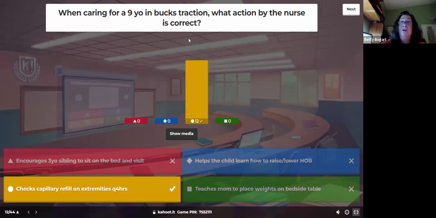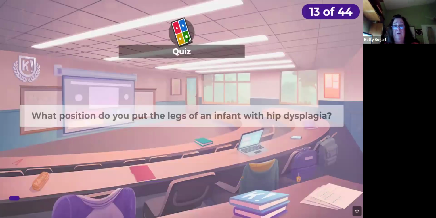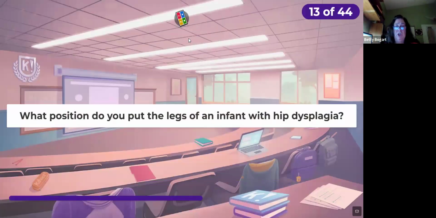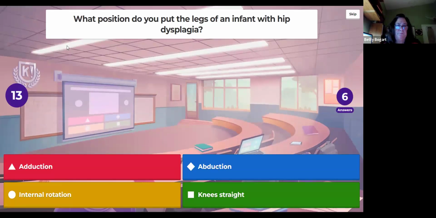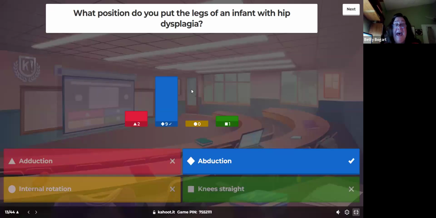And if you're going to sit on the bed, you're going to hurt the child. It'll jostle that femur, it's going to hurt. What position do you put the legs of an infant with hip dysplasia? It is called abduction, okay? That's one of those positions. It just brings it in so that these hips can fall right back into the hip joint.